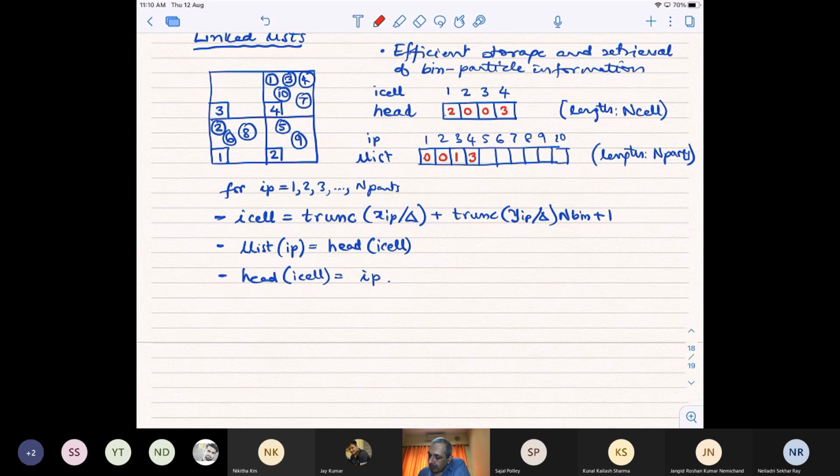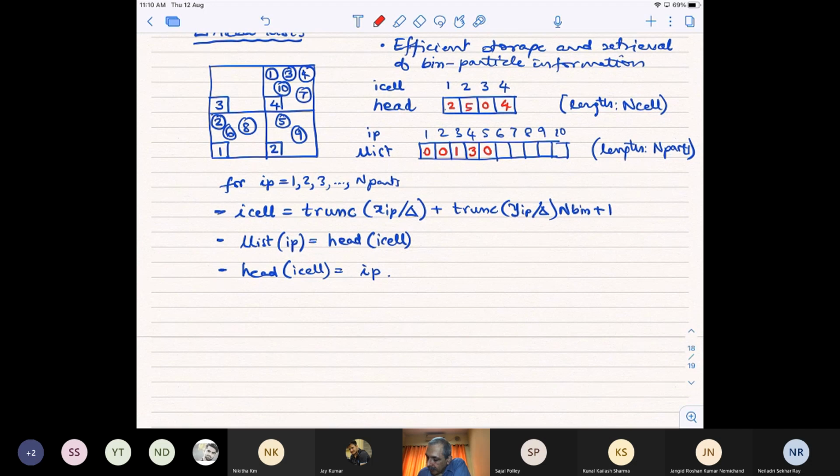And now instead of 4, I will put the particle number which I'm considering right now, which is 4. Then let's look at particle number 5. Oh, that's in 2. So 2 over here, if we look, that is 0. So I'll move 0 for the particle number 5. And then I'll replace over here 0 by 5. So I'm just doing this.